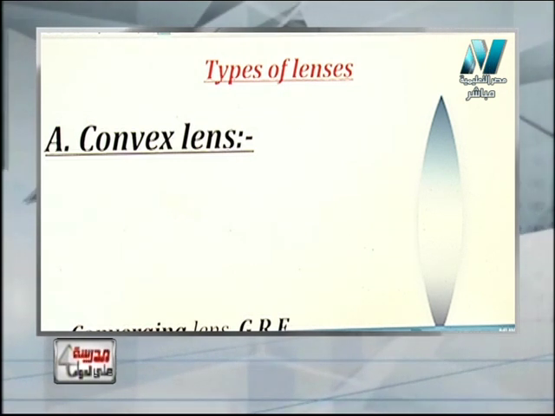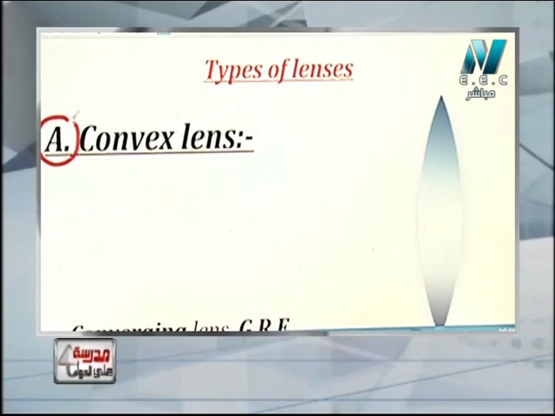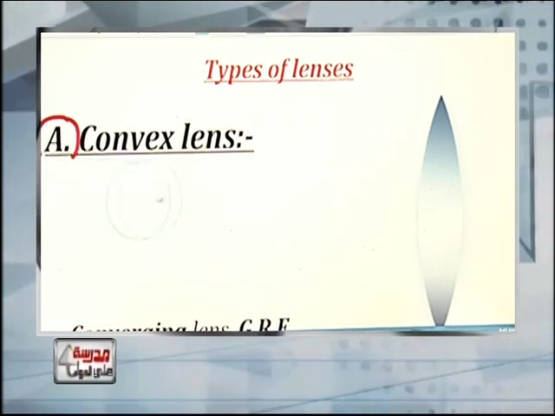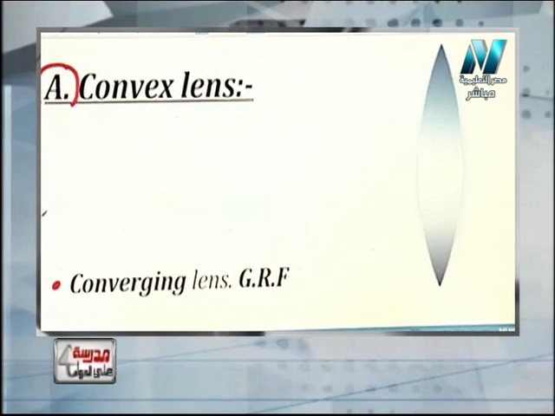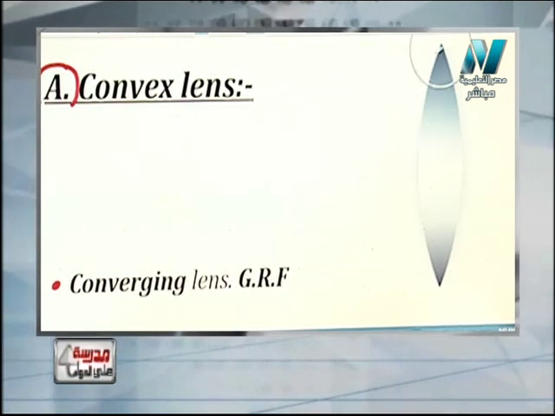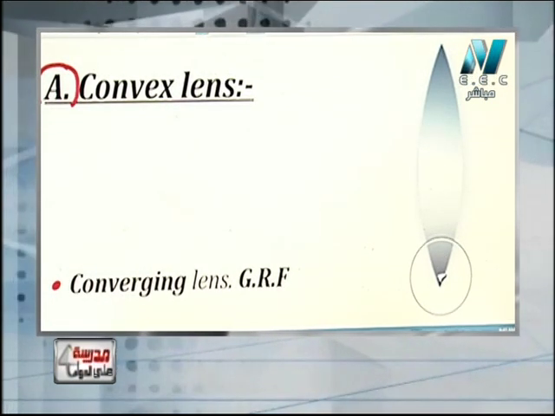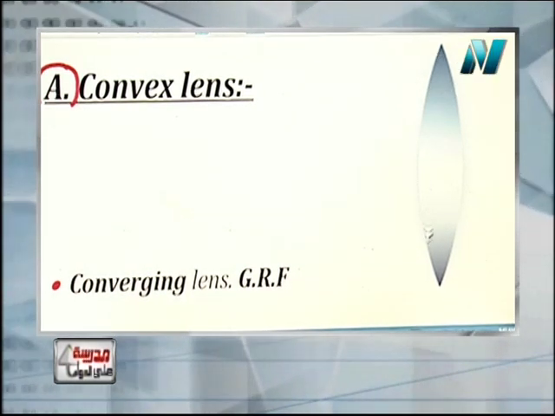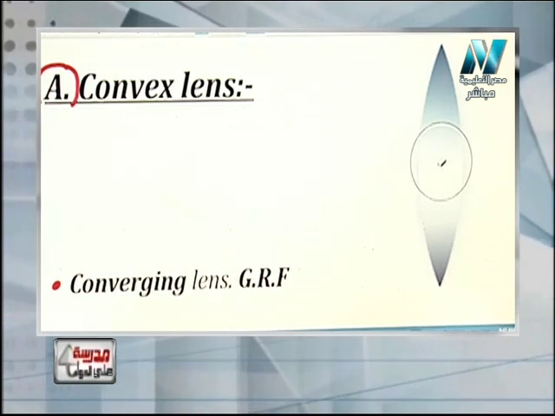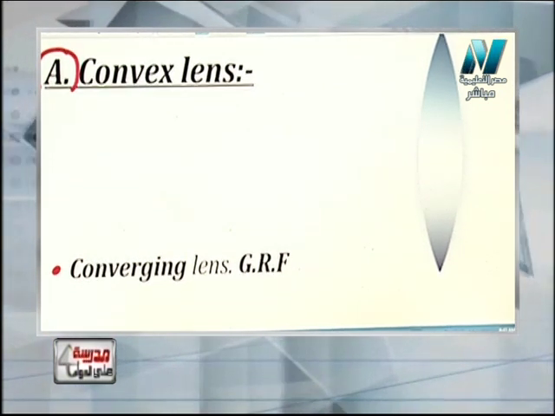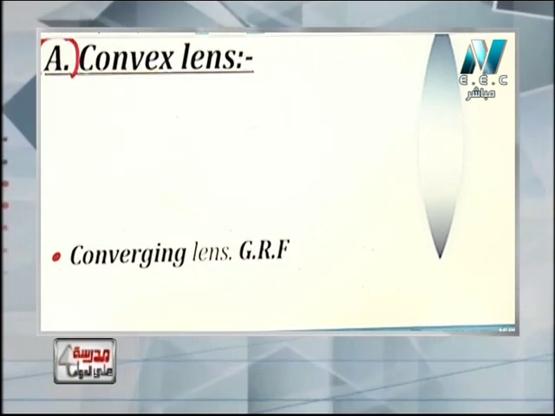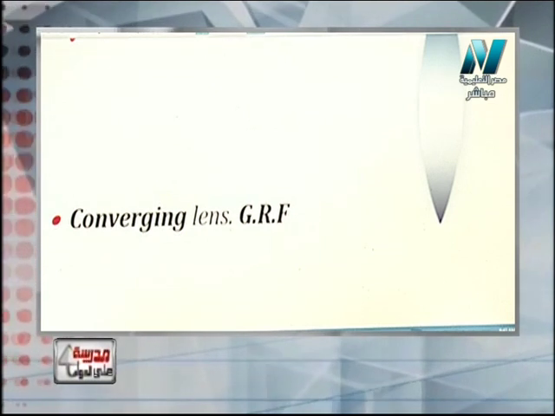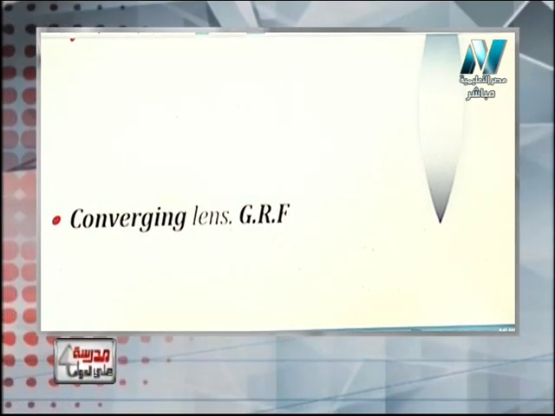We have two main types, as we have convex lenses and concave lenses. This lens is what? Thick at the middle, thin at the tips. Thin at the tips, and thick at the middle. But at the same time we should know convex lens is what? Is converging lens. Here we have give reason for. Convex lens is a converging lens.